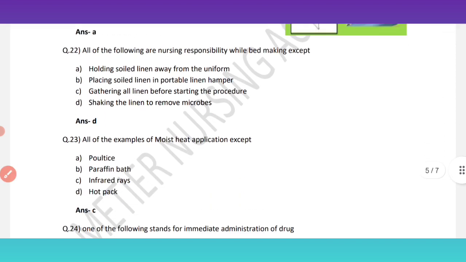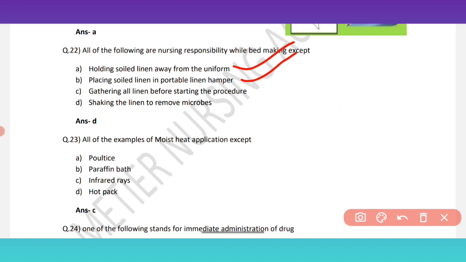Right? Fine. Let's see. Option A, holding soiled linen away from the uniform. Always we used to hold the soiled linen. Soiled means what? Stained linen away from the uniform. That is the right one only. Next, placing soiled linen in the portable linen hamper. We will be discarding the soiled linen in the laundry bag. So this is also the right one.